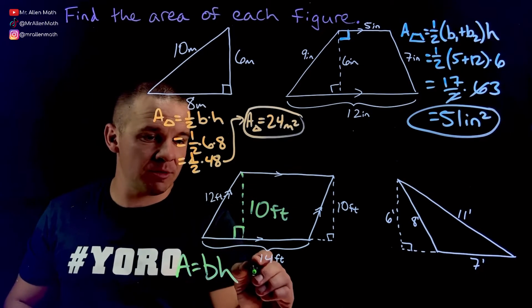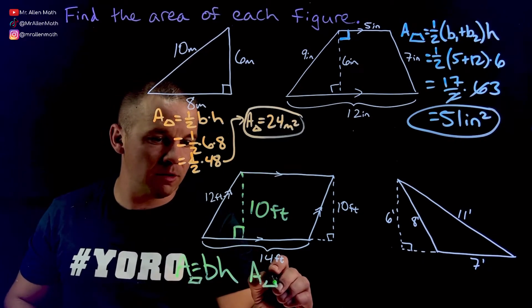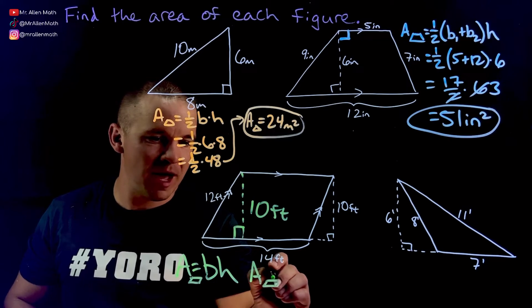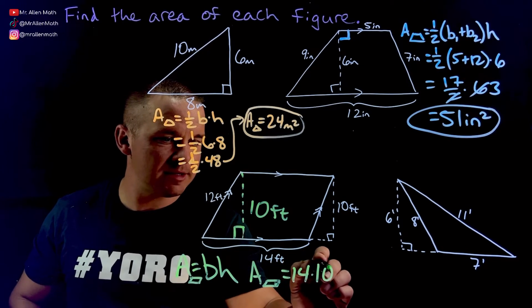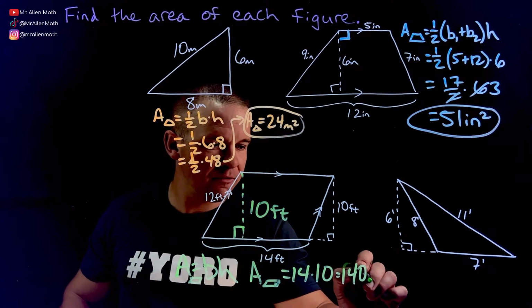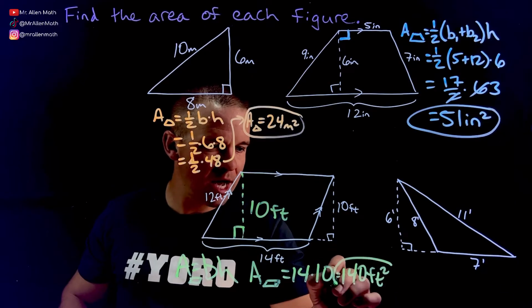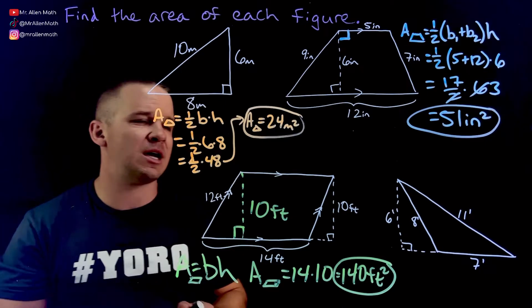So super simple here. We've got area, and we can put our little parallelogram there if we'd like. Area of that parallelogram equals my base of 14 times my height of 10. That's going to be 140 feet squared. Cool. All right, last one. Pink marker this time.